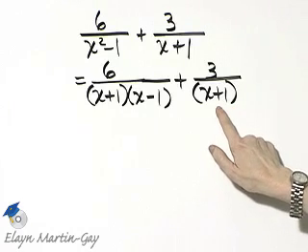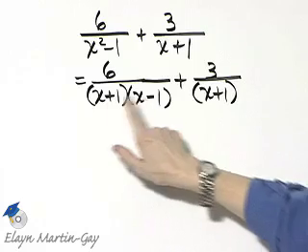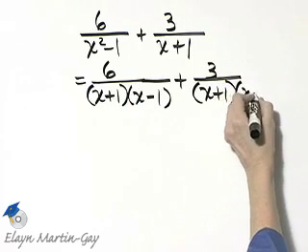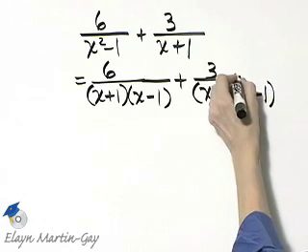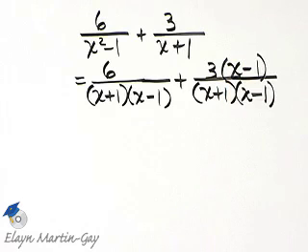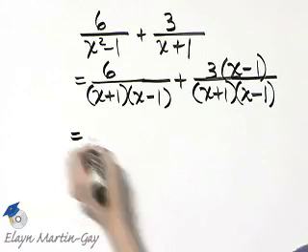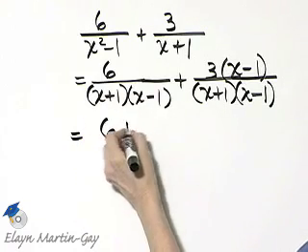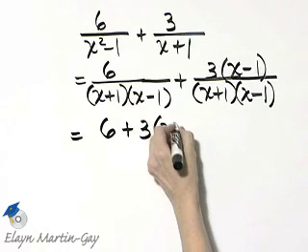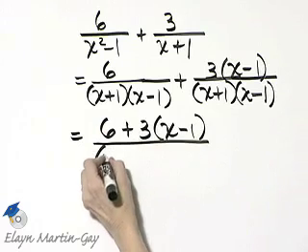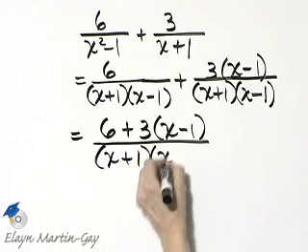What do I multiply this denominator by in order to make it look like this denominator? I would multiply the denominator by x minus 1. Now, if I multiply the denominator by x minus 1, I must multiply the numerator by x minus 1. Now I have the right to combine these two rational expressions, and it's 6 numerator plus this numerator, 3 times x minus 1, all over a common denominator, x plus 1, x minus 1.